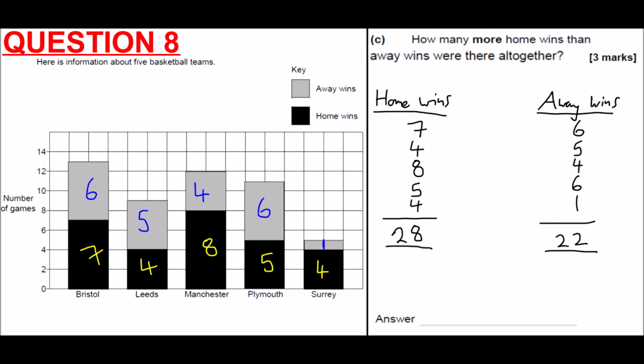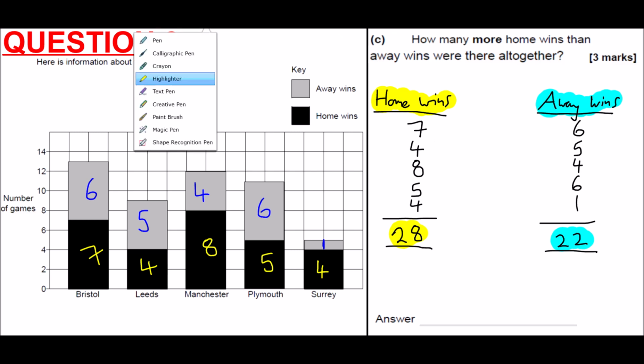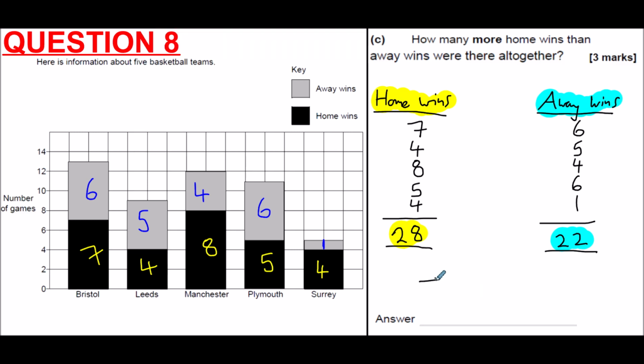So home wins comes to a total of 28, and the away wins 22. So the difference between these will tell us how many more home wins there were than away wins. So the final step now is just to do 28 take away 22, which gives us a total of 6. So there are 6 more home wins compared to away wins.